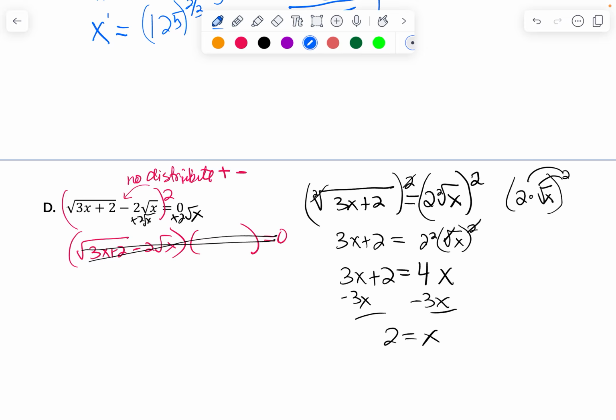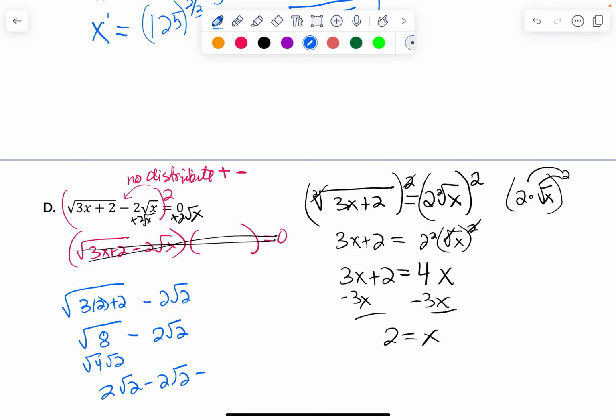I should check this. The square root of 3 times 2 plus 2. So that gives me the square root of 6 plus 2. So the square root of 8 minus, I get 2 square root of 2. So 2 square root of 2. Square root of 8 is square root of 4 and 2. So that's 2 square root of 2 minus 2 square root of 2 equals 0. Yep, that does check out. So that's a good answer.